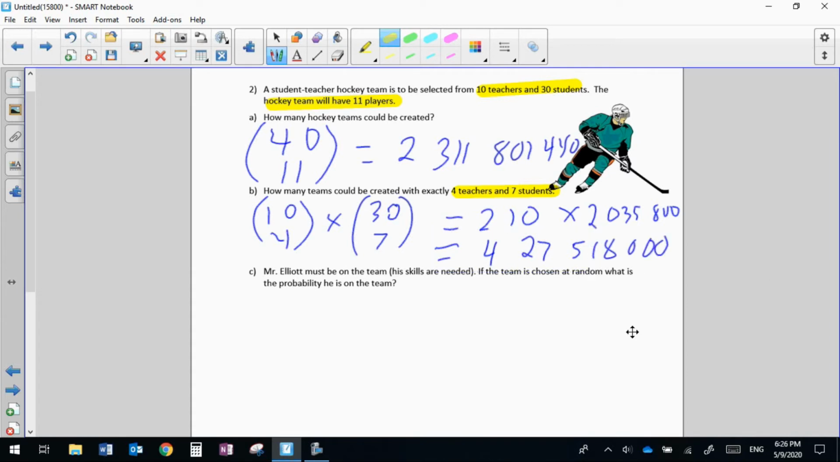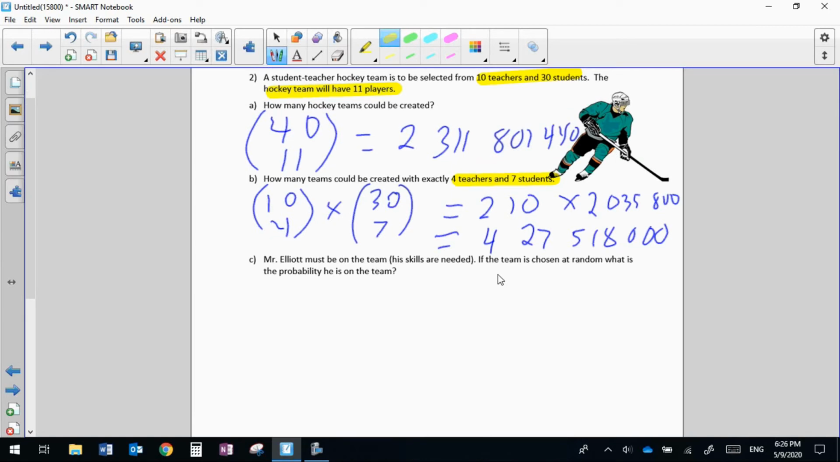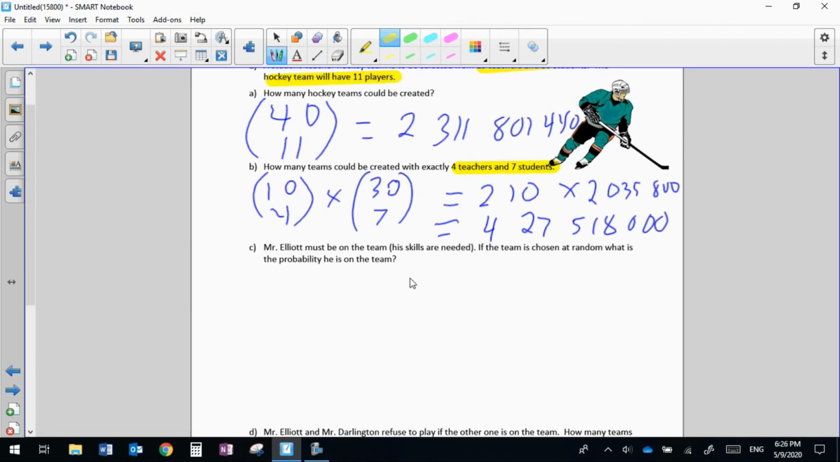Is a little bit over 4.2 million. Okay, suppose that Mr. Elliott must be on the team. If the team is chosen at random, so ignoring part B, if the team was just chosen at random, what is the probability that he's on the team? Okay, well, the total number of outcomes is 40 choose 11.